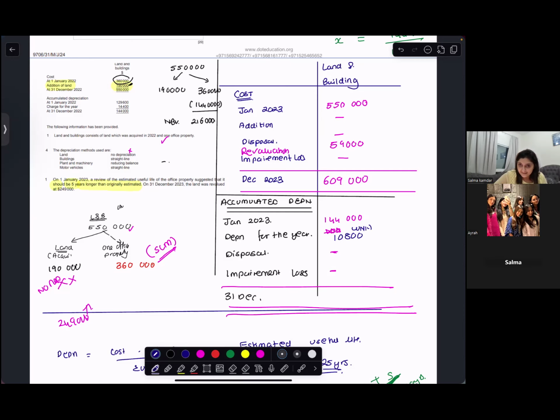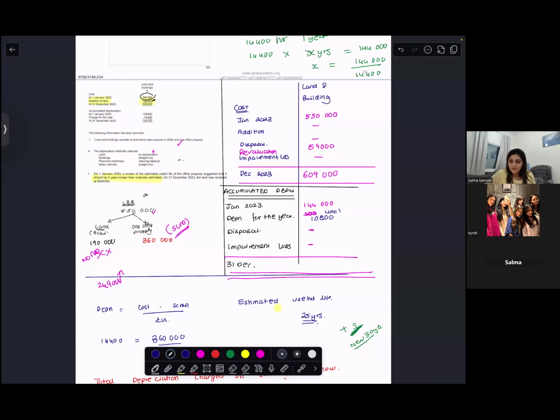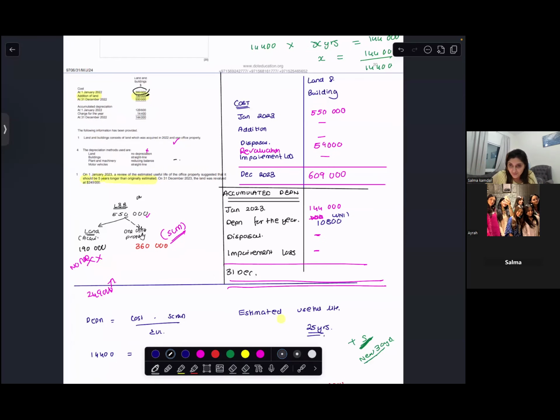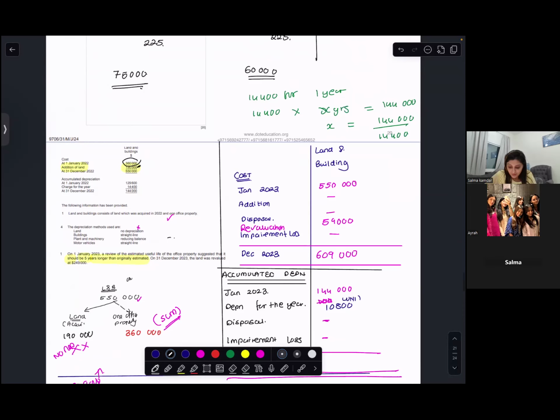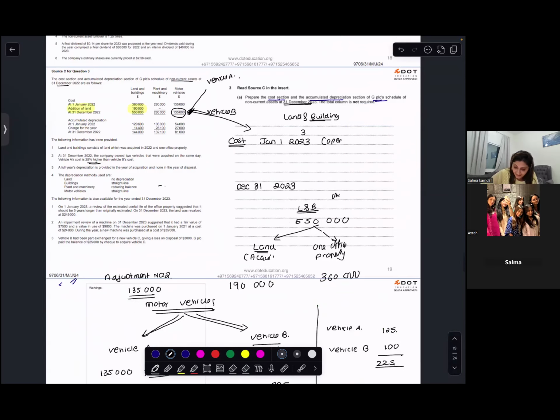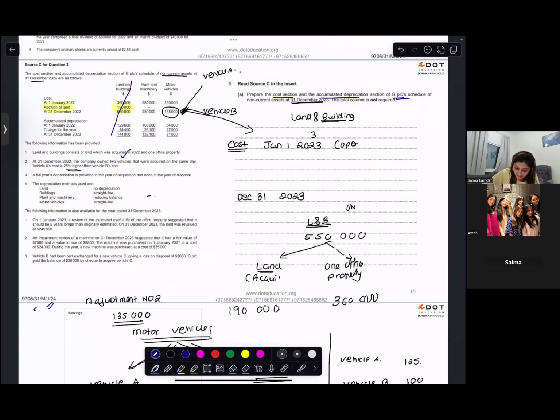Kindly do it again. First you will calculate the original useful life. Then you calculate the years depreciated. Then you get the remaining life. In the remaining life, add 5 more years. Then you get the remaining carrying amount. That you will divide by the remaining useful life, and you get the depreciation for the year. So with this, we are done with the land and building part, and the things related to land.